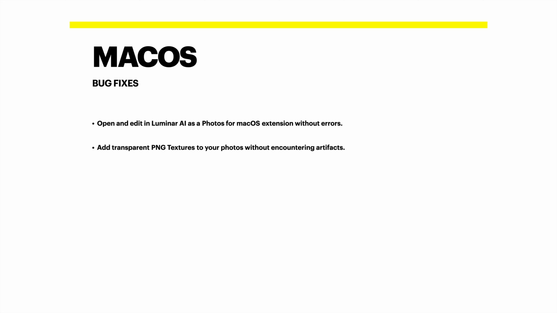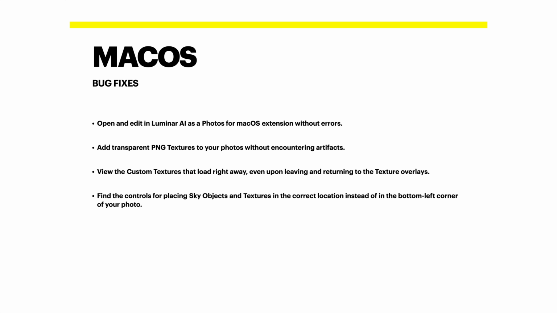You can add transparent PNG textures to your photos without artifacts. They allow you to view the custom textures that load right away, even if you leave and go back to the textures, so they've fixed a bug there. You can find the controls for placing sky objects and textures in the correct location instead of the bottom left corner of your photo. And when I've been working with this, it seems to take up the entire photo, and then you can resize it as you want to. But that way, you've got an easier way to find this.